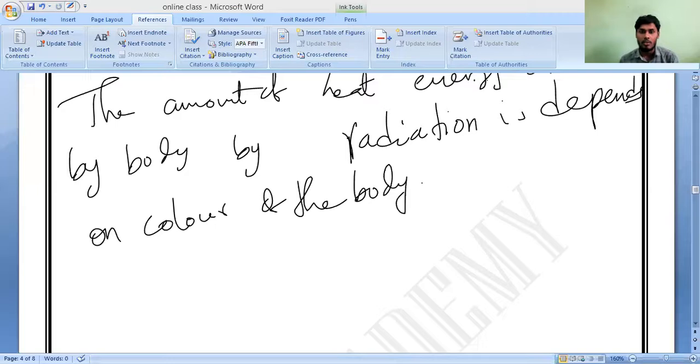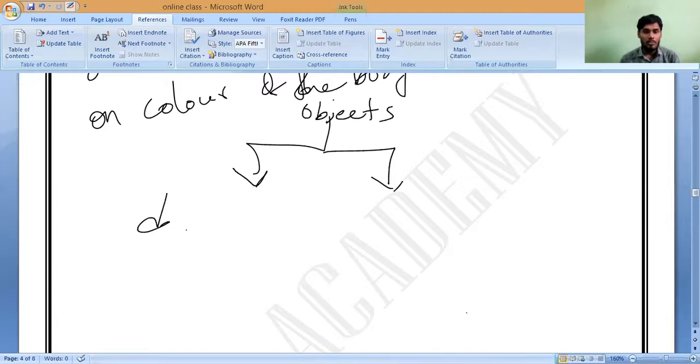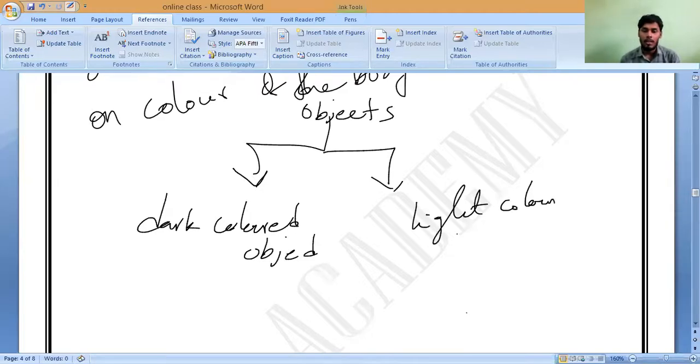For today's class, so the objects having dark colors absorb more heat radiations. Please note it down. There are two kinds of objects here. What are those objects? Dark colored objects and light colored objects. Hari, are you there? Light color objects. Okay.